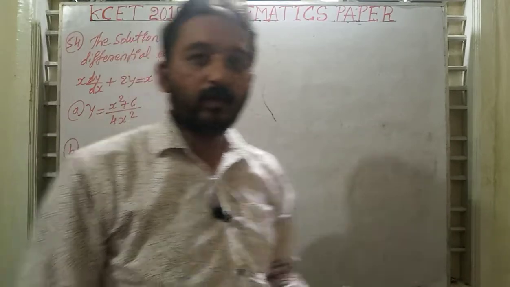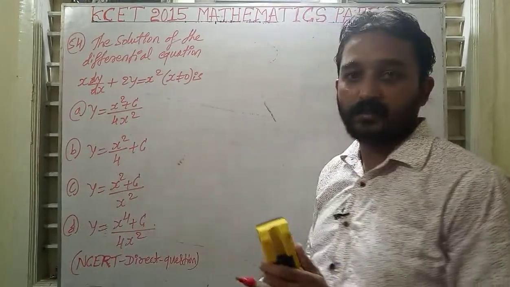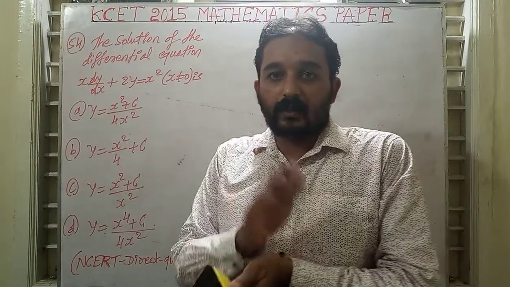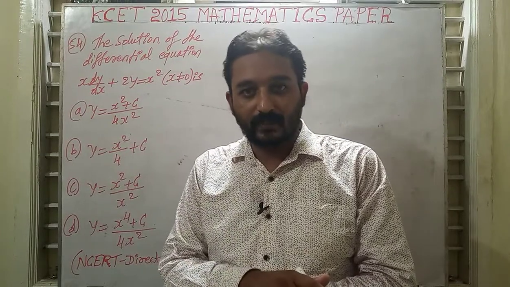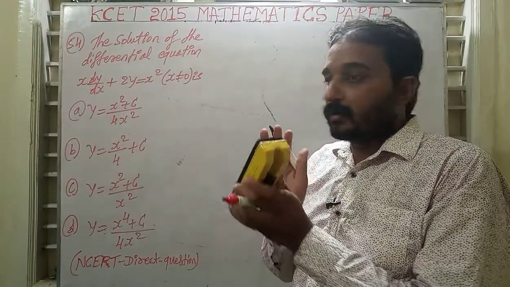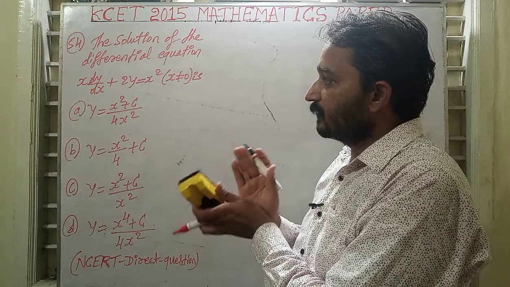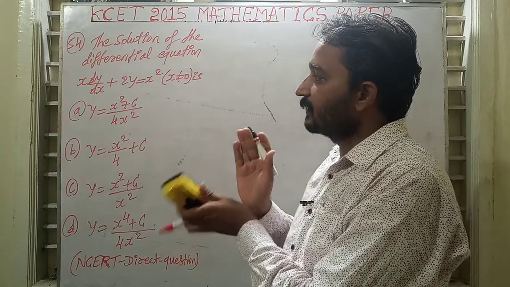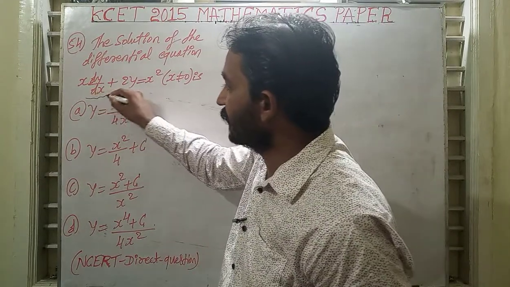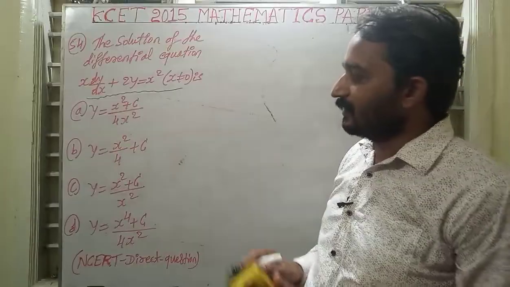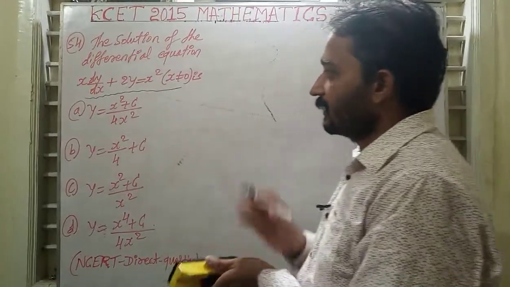So now let us move on to the next question, question number 54. This question is based on the chapter differential equation once again. Particularly, find the general solution of a first order first degree differential equation. This is a first order first degree differential equation. Easily solve this question by using conditions.